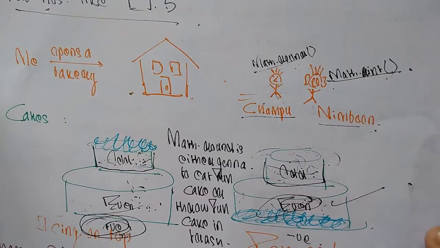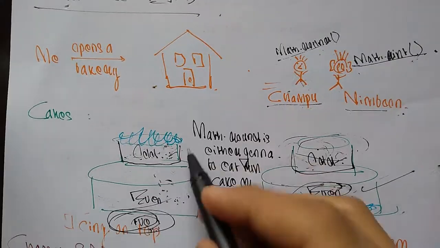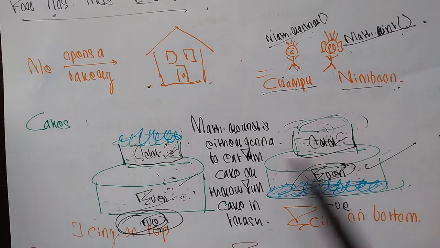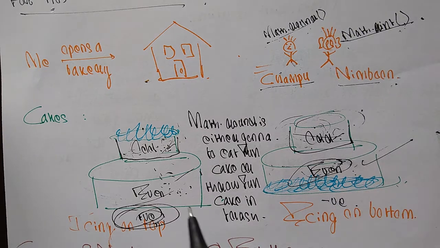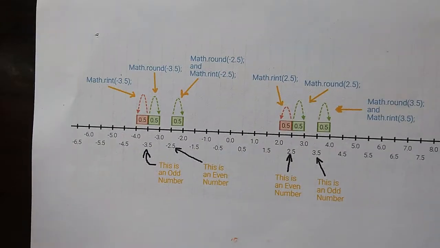Math.rint is choosy. It will only eat one part and throw the other part. And for each case, for positive and negative, Math.rint is eating the odd cake and throwing the even cake. So now let's get back to programming terms, because what is this cake and what is all this, right?